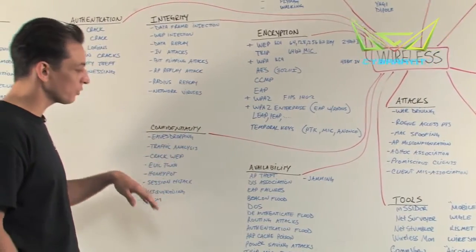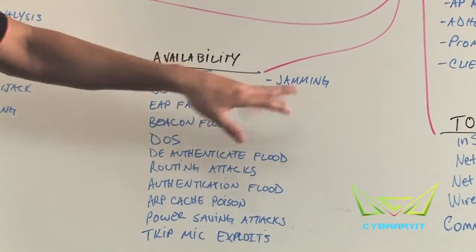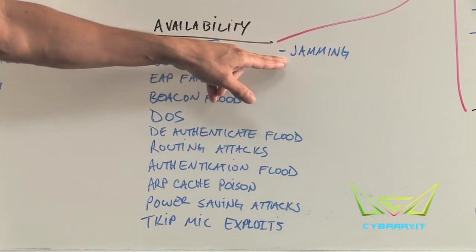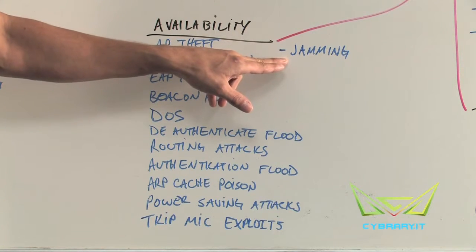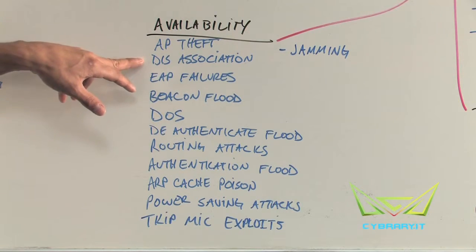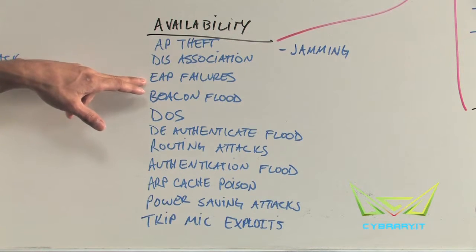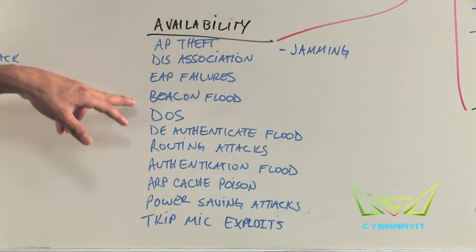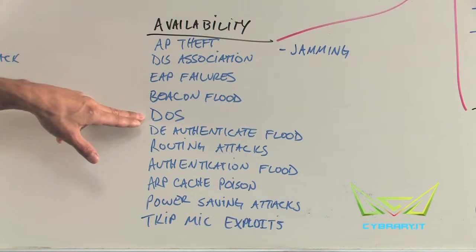All right, so let's take a look at some availability style attacks. My favorite is jamming the signal. You have hardware jammers, you have software jammers, but nonetheless, the principle here is knocking someone offline so they can't play either. You could just steal the access point. You could force all of the clients to do a disassociation, therefore knocking everybody offline. You could flood the device with EAP failures, therefore overwhelming the access point. You could do beacon floods. Again, that overwhelms the access point, knocks it offline, or makes it temporarily unavailable.